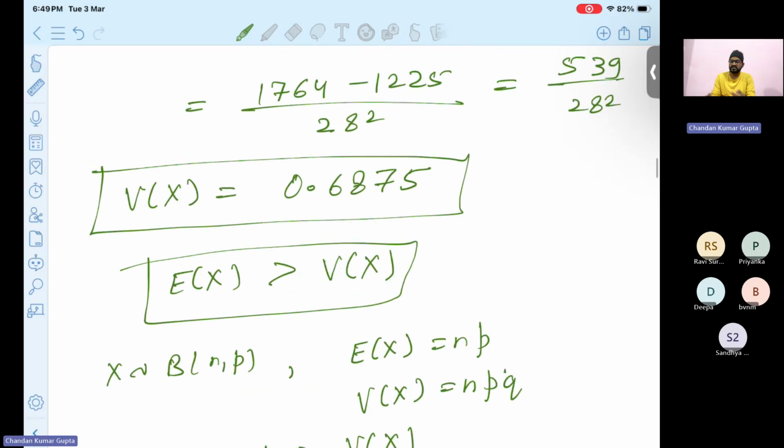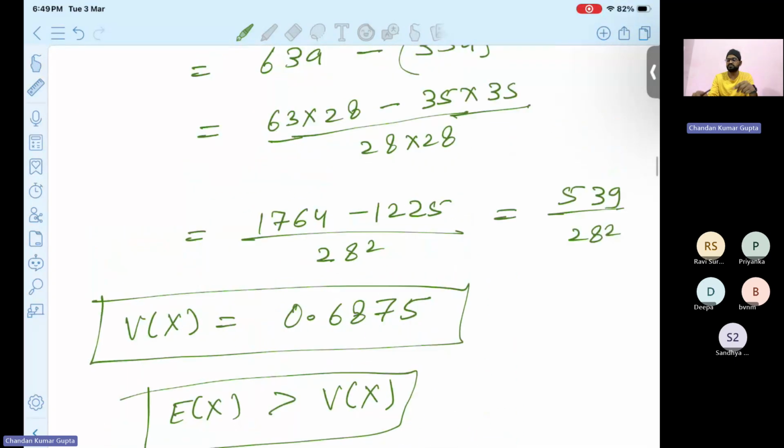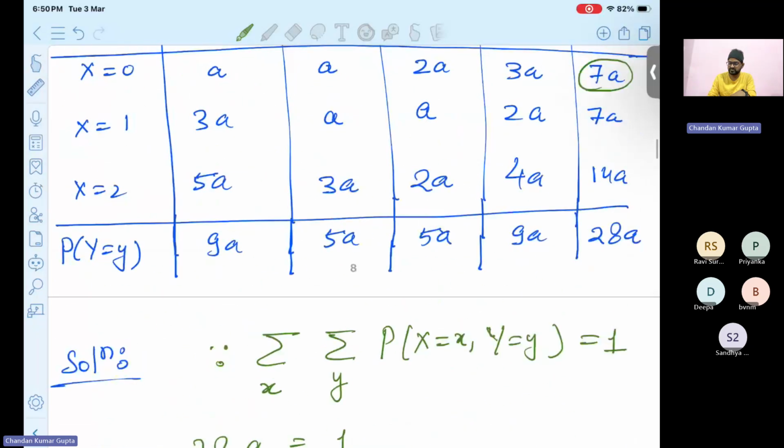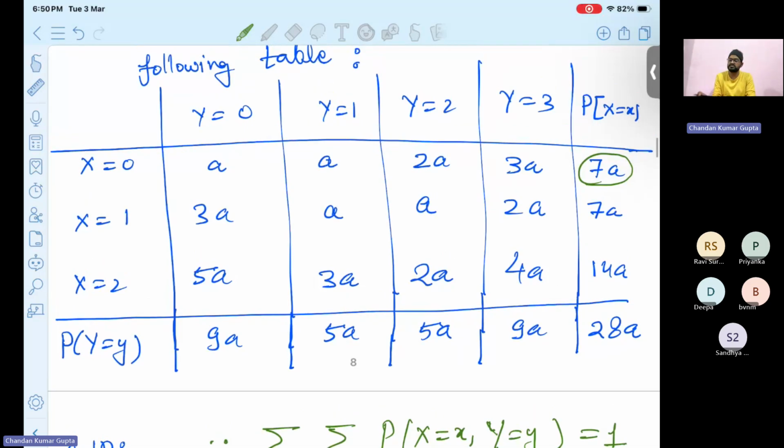That means, if you want to say anything about the skewness of the distribution given in this question, you may say that this distribution is positively skewed. If we take two halves, the first half and the second half, the first half has more probability as compared to the second half. We have already discussed that in the skewness part.